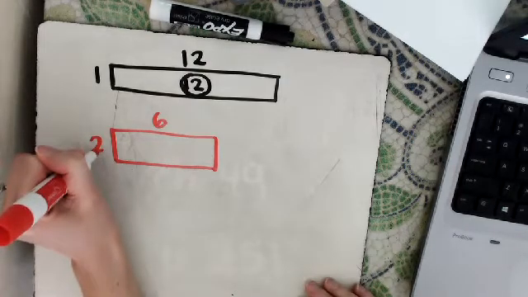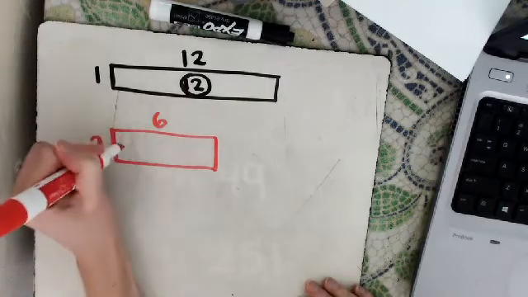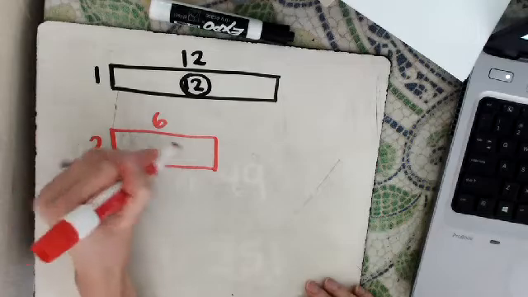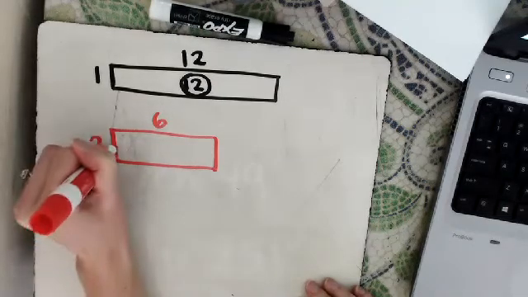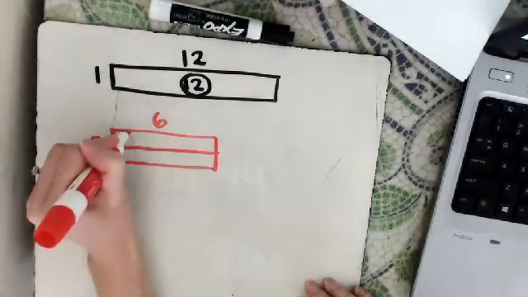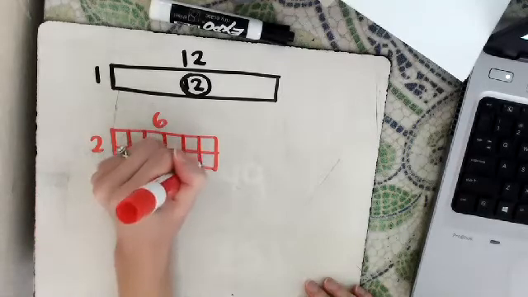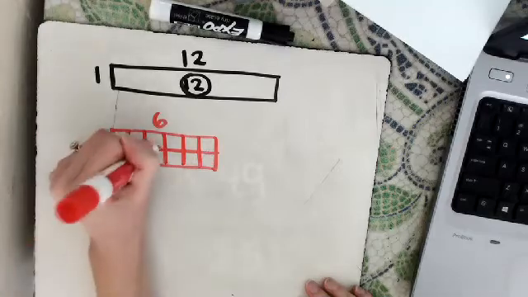If the length is 6 and the width is 2, how many unit squares would be inside of here? Also 12. You can kind of imagine them in your head. Can you kind of visualize that? That's kind of what they're talking about on the inside. 12.